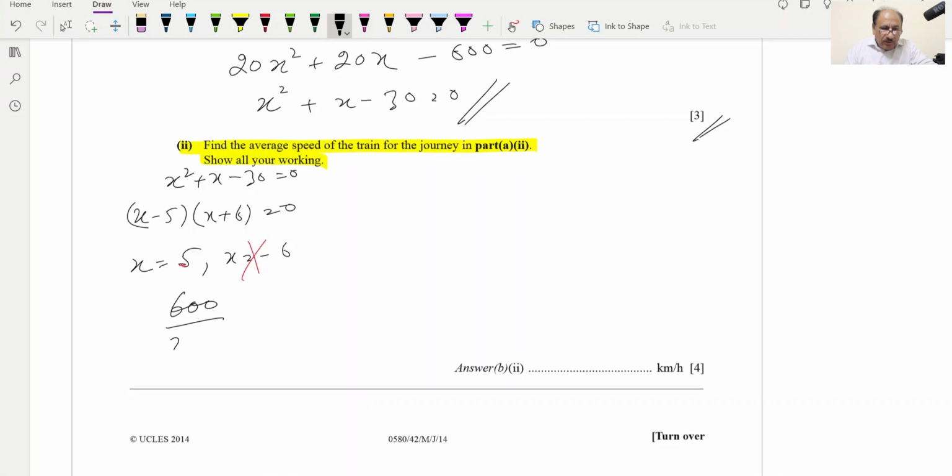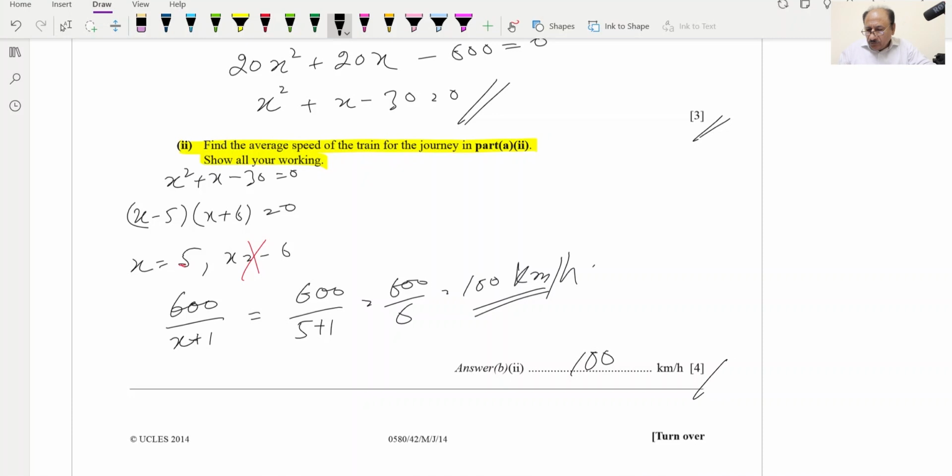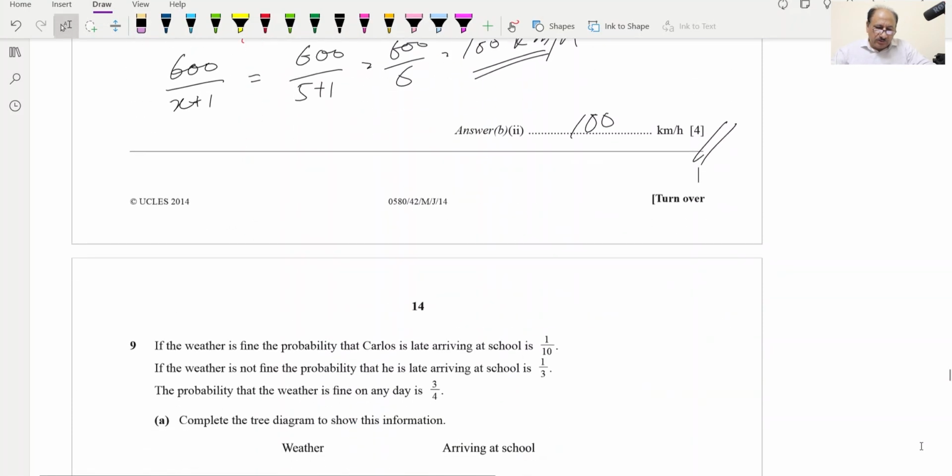And we know that 600 over x plus 1 is the speed. So we can replace x by 5, so it will be 600 over 5 plus 1, which is equal to 600 over 6, which is equal to 100. So this will be kilometers per hour, and this will be 100 kilometers per hour. This was 4-mark question which we are done.